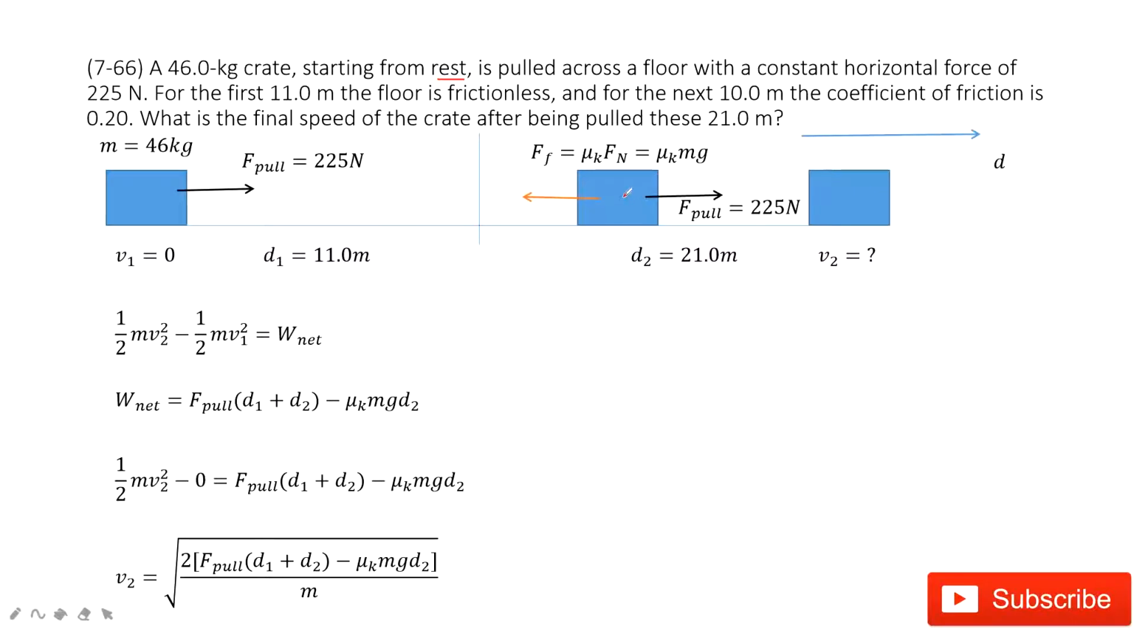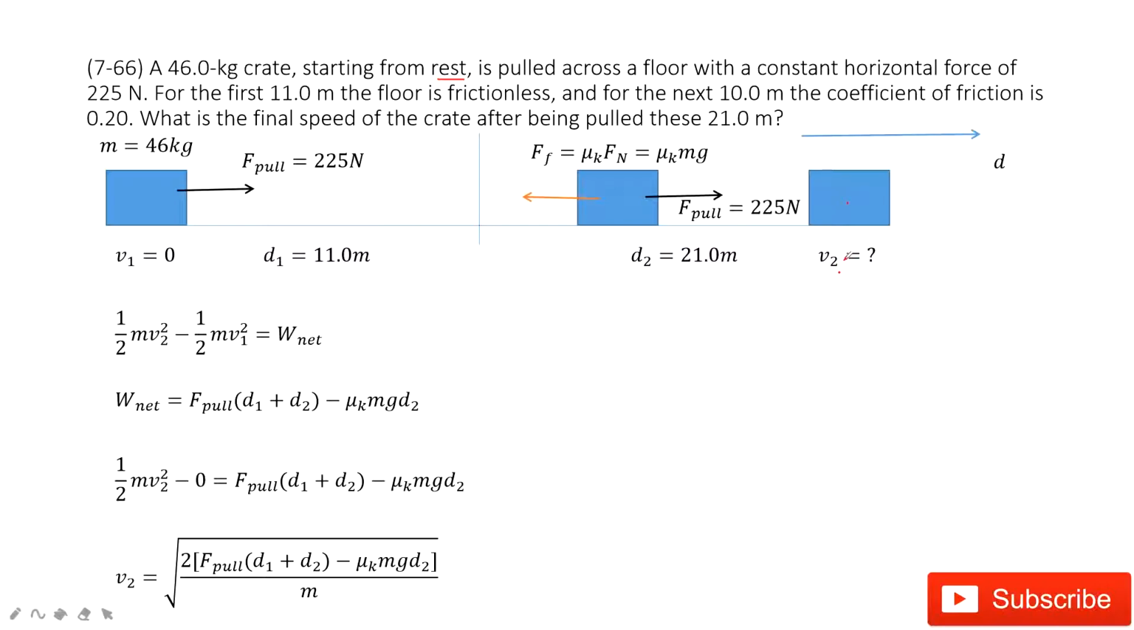Friction pointing backward. And there's still the force pull acting on this box to the right. And then this box moves another displacement, d2. And then finally it reaches this position. Ask you what is the velocity there, v2.